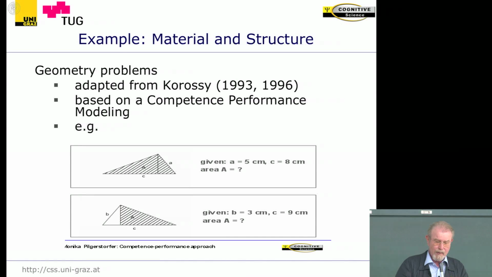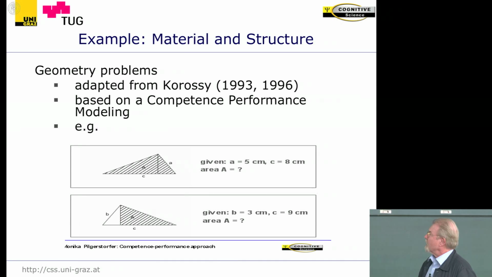Giving an example from Corossi, from elementary geometry, this is a problem, for instance: given a equals 5 centimeters, c equals 8 centimeters, what's the area A of this triangle? And so here we have another problem. And so Corossi used several of these problems.